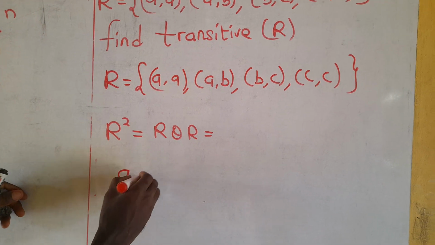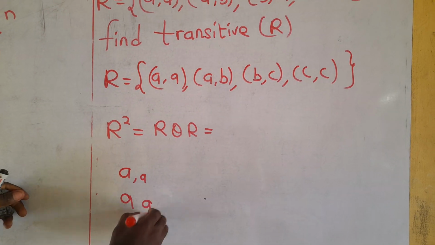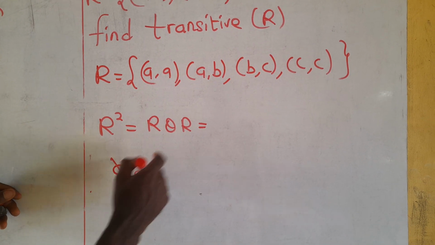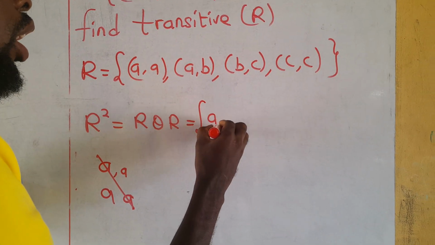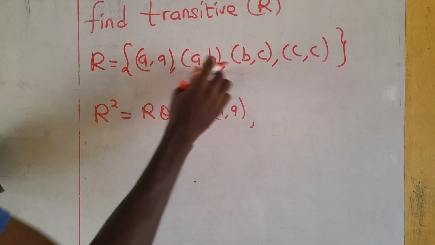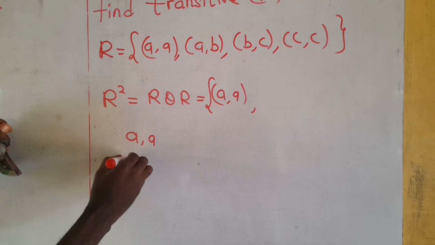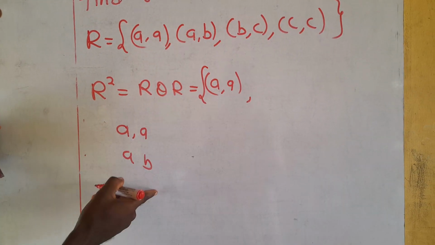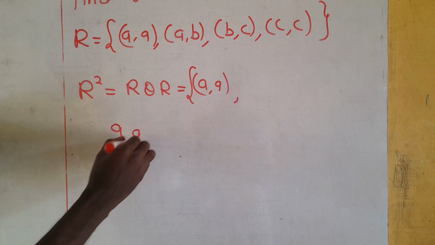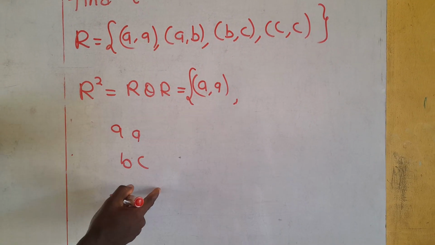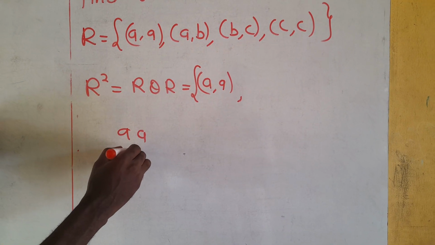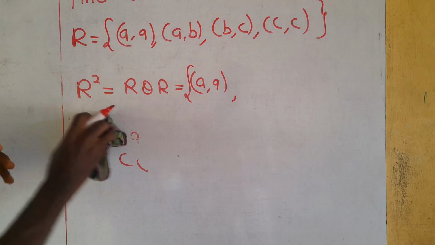We take AA against AA. So you see that A will relate to this A. Then we have the ordered pair AA. Now AA against AB. You can see that it doesn't relate, so we will not have such a relation. We have AA against BC. You see that they did not relate. We will not have such a relation. Then AA against CC. They don't relate. We don't have such a relation.